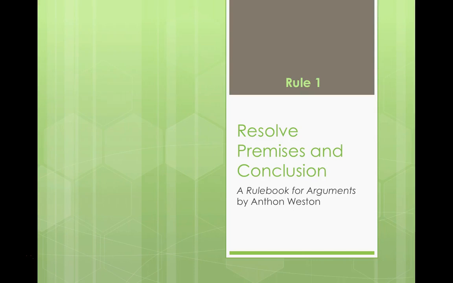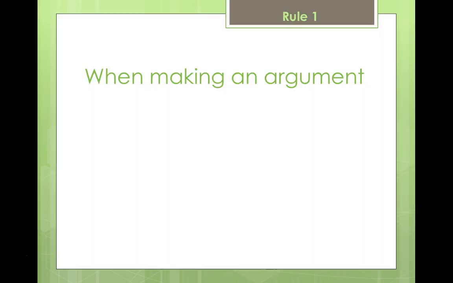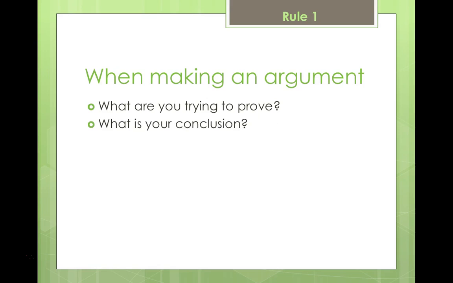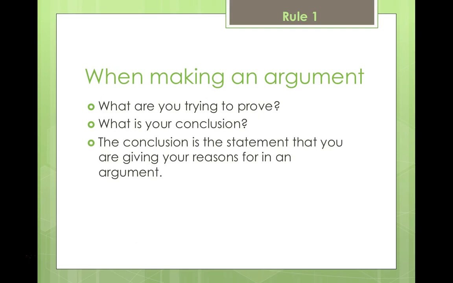Hello. This video is looking at A Rulebook for Arguments by Anthony Weston, and we're going to be looking at his first rule, resolve premises and conclusions. So, when you're making an argument, you need to ask yourself, what are you trying to prove? What is it that's going to be your conclusion? The conclusion of an argument is a statement that you're giving your reasons for. It's the reason that you're giving the argument.